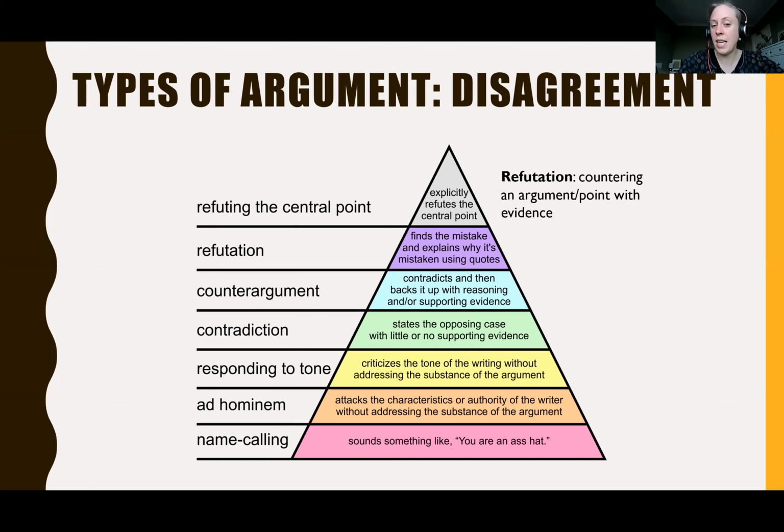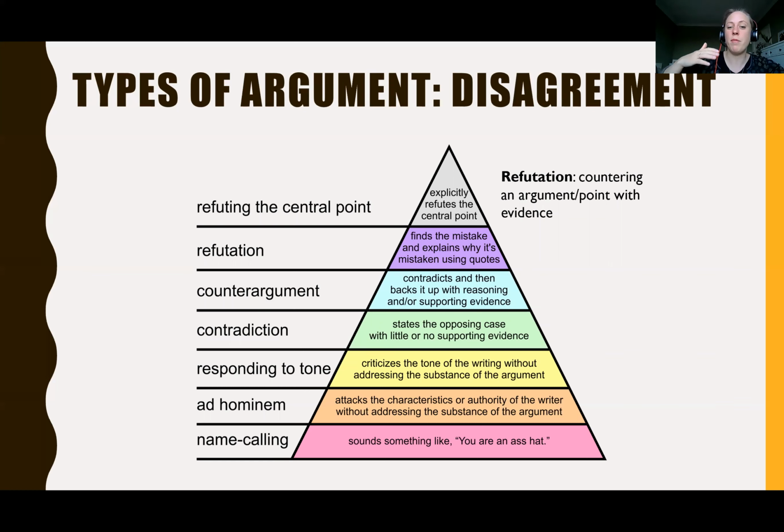Everything above this starts becoming useful, and we're probably not always doing the absolute pinnacle of arguing. That's not always what has to happen, but the top part is where we really want to land if we are trying to disagree with a source or with a writer's point of view. So we find things like the counter argument, so the contradicting and then backing that up with our own reasoning and supporting evidence. Delivering evidence that contradicts the point that is being made is a really basic, meaty way of starting to disagree with a source.